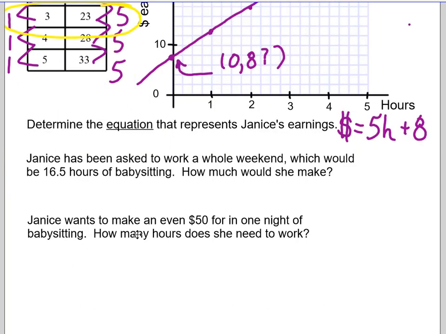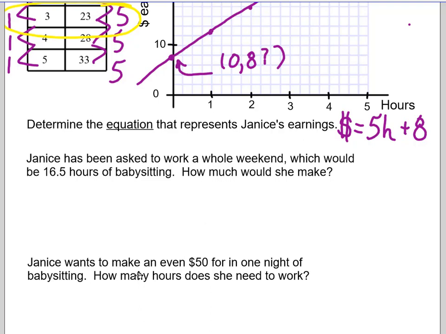Just going to give myself a little bit more room here to work. Janice has been asked to work a whole weekend, which would be 16.5 hours of babysitting. How much would she make? Well, this 16.5 hours, this is a unit of time. So that's going to go in for our h. So I can take my equation, 5, and instead of putting in an h there, I can replace it with 16.5.